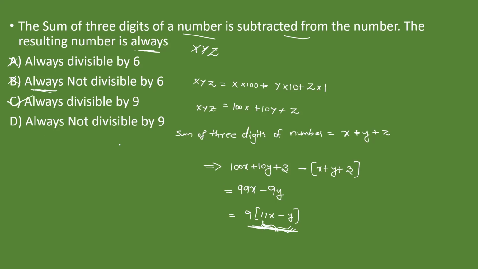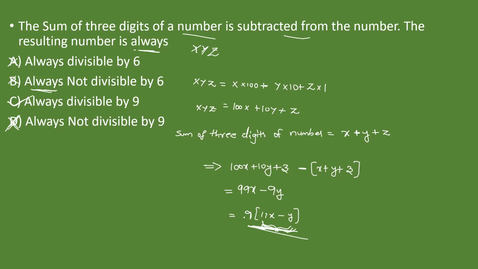Always not divisible by 9. That is completely false. Why? Because this number will definitely always be divisible by 9. Why? Because here we have 9. That is the reason we are cancelling these three options. And we can say that this number is always divisible by 9.